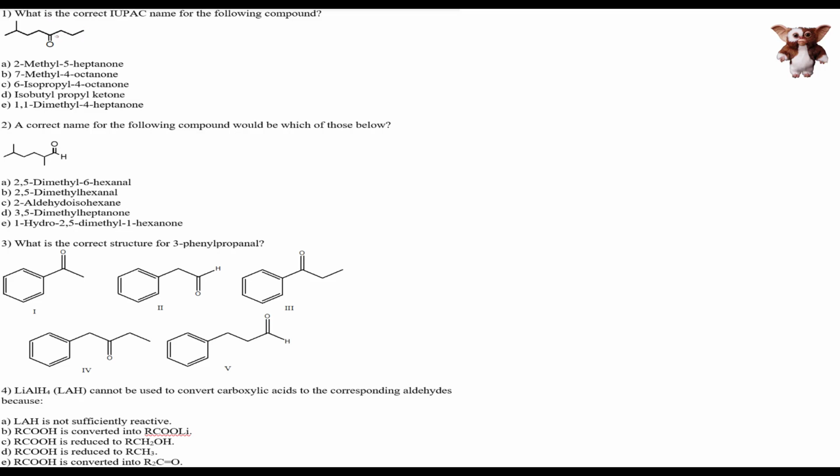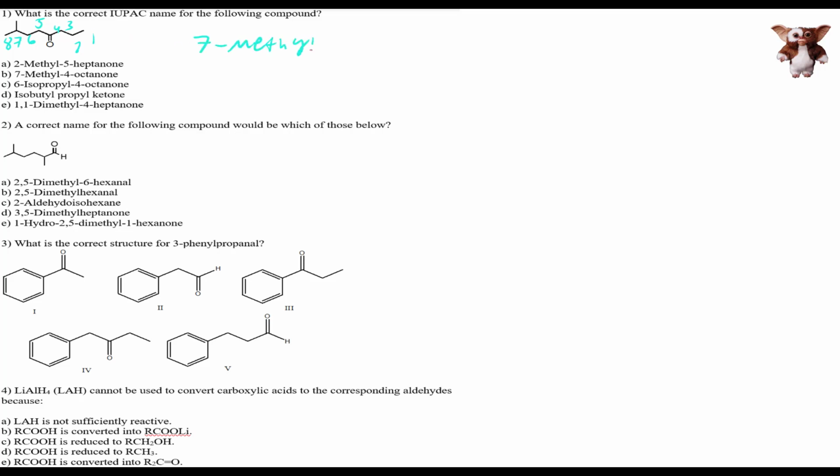For instance, if I label it from right to left, this would be 1, 2, 3, and 4. If I label it from left to right, it would be 1, 2, 3, 4, 5. The ketone would be on the 5th carbon instead of the 4th carbon. That's not good. You want your aldehydes and ketones to be on the lowest number. So let's continue counting. 5, 6, 7, and 8. Notice that I have a 7-methyl.